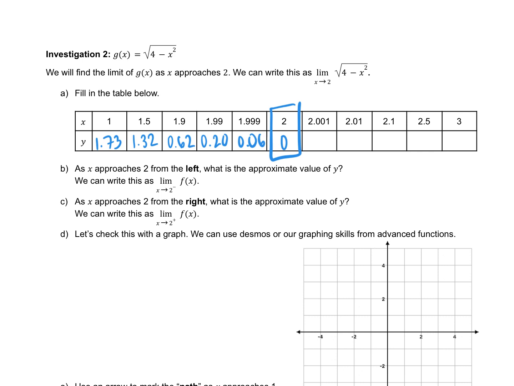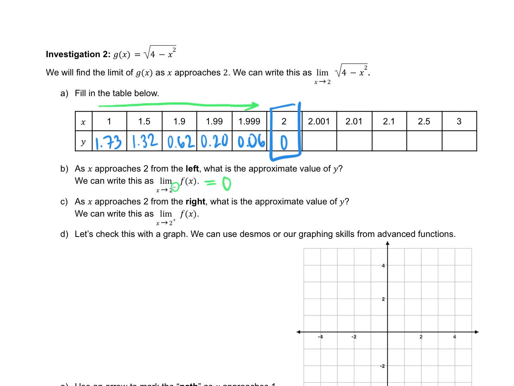Okay, well, let's evaluate that limit from the left side. From the left, so when x is less than 2, as I'm following along, my values get smaller and smaller, and then they eventually get closer and closer to 0. And again, from the left, because that little negative is up above.